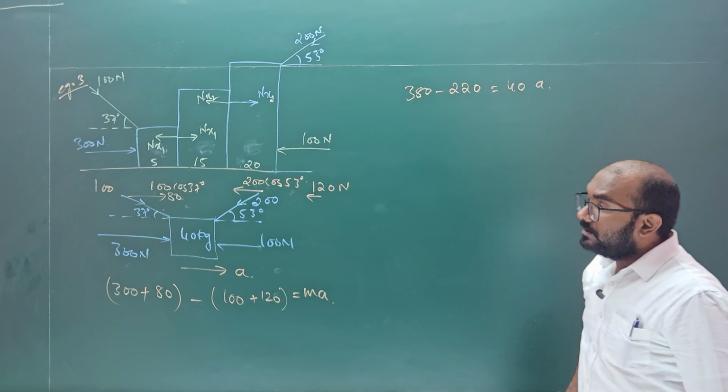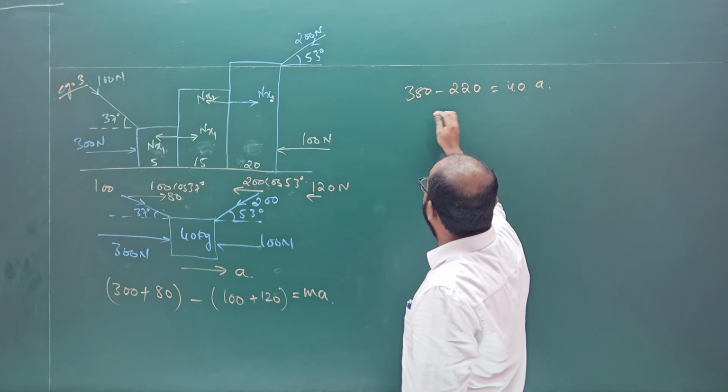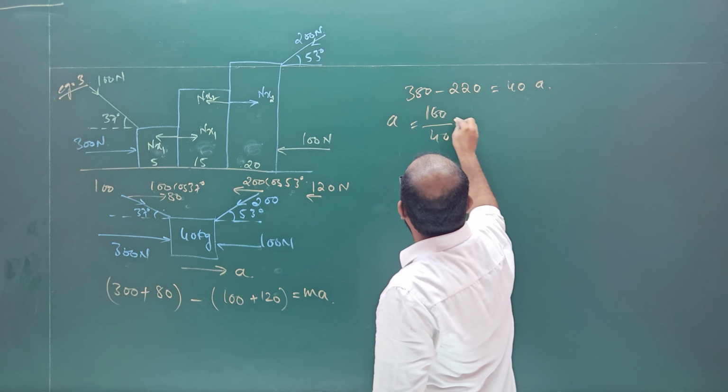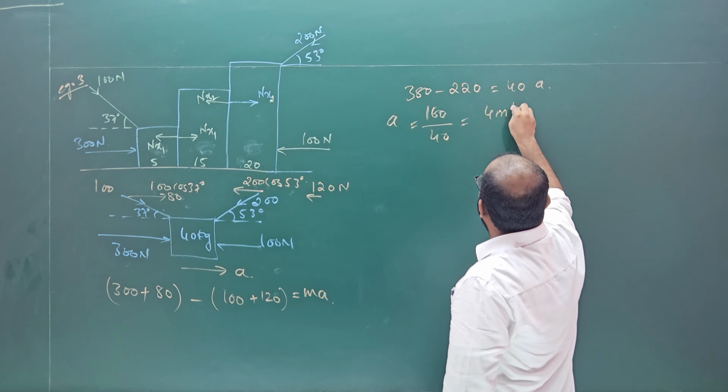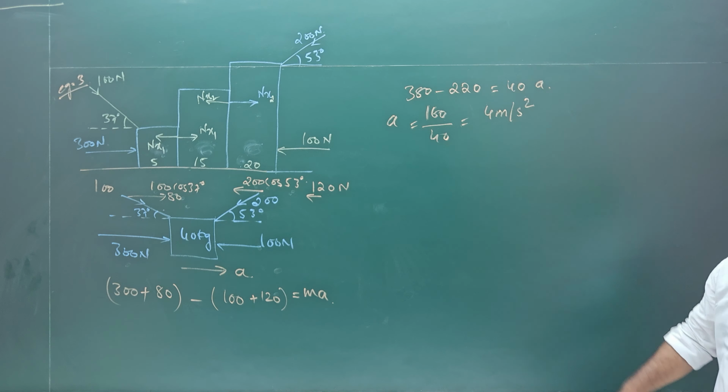Yes or no? Okay, now how much does this become? 160. So 160 divided by 40 equals A, which is 4 meter per square second, the acceleration of the body. Acceleration is positive. Okay, that means the whole system is moving in this direction. Now you have to write the FBD for at least two bodies. Write that down.